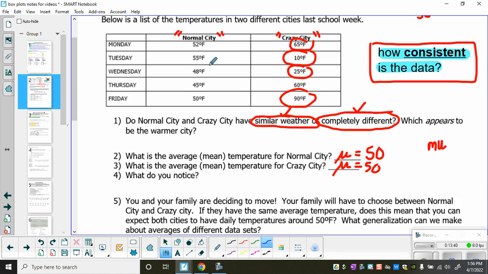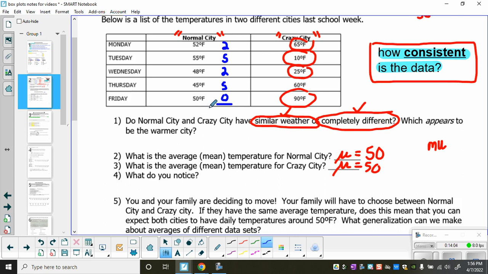Now, we already said that the average of this city is 50 degrees. So what I'm saying is that this temperature deviates by 2 degrees from the average. This temperature deviates 5 degrees from the average. This temperature deviates 2 degrees. This temperature deviates 5 degrees. And this temperature does not deviate from the average at all because it is the average.